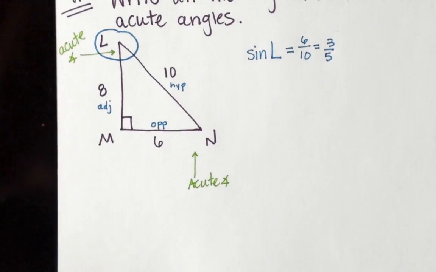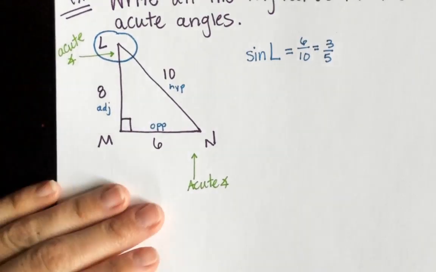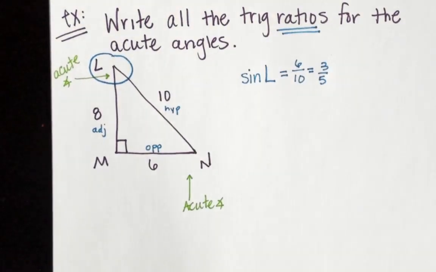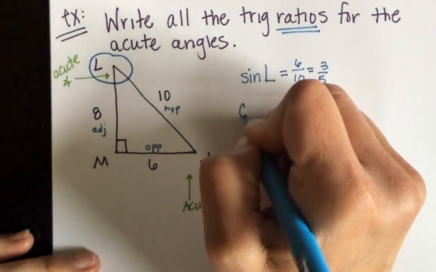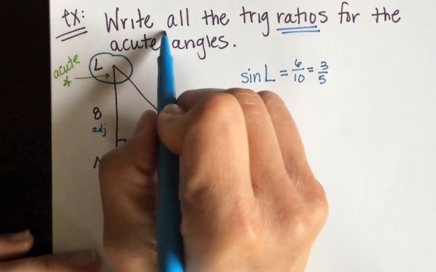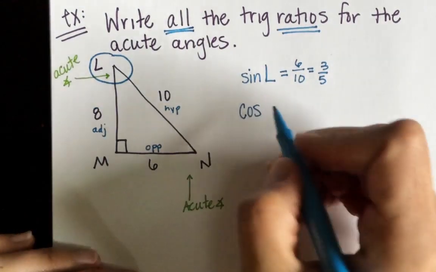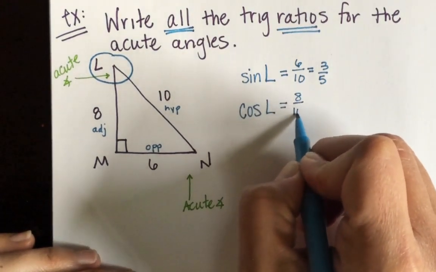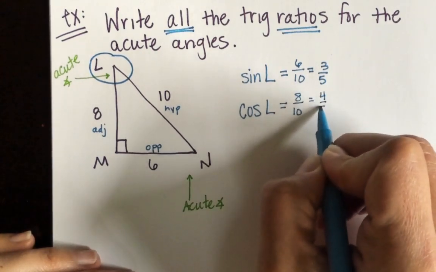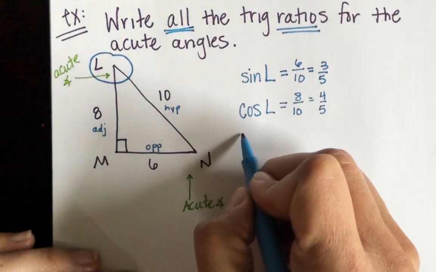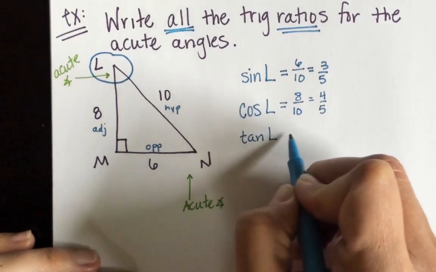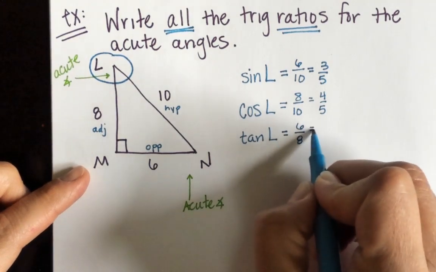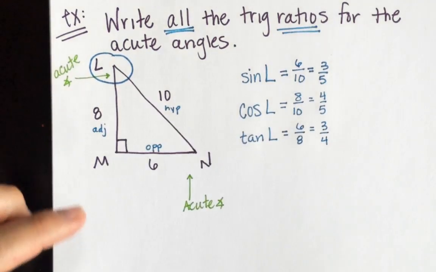And that's it for now, because we're only writing the ratios. So write all the trig ratios. That's it. That's where we stop. So then when we do cosine, because it says all the trig ratios, cosine L is adjacent over hypotenuse, which would reduce to 4/5. And then tangent L is opposite over adjacent, which would be 3/4.